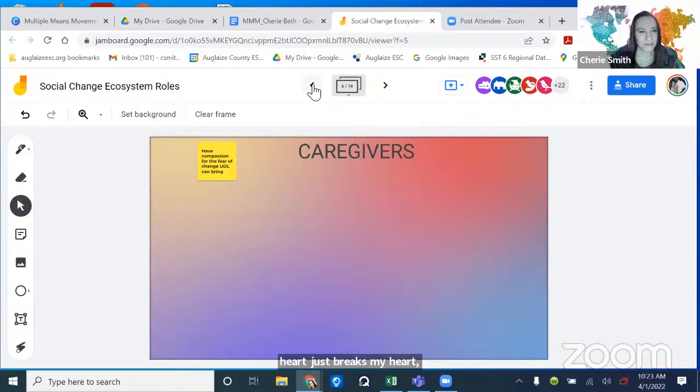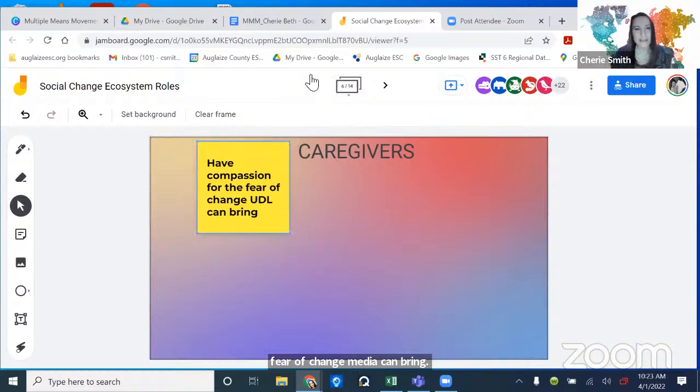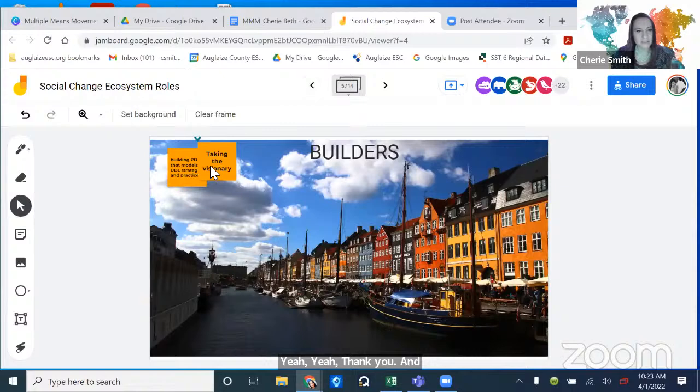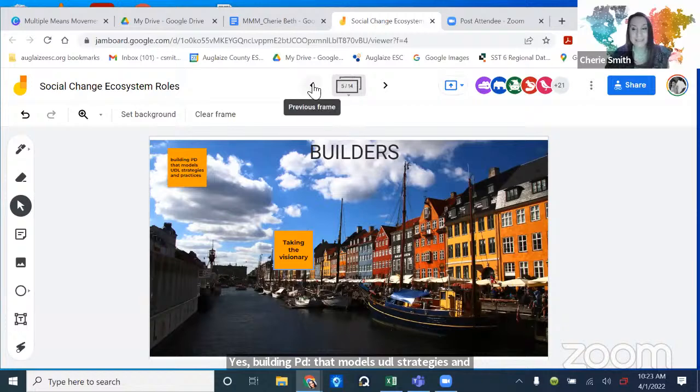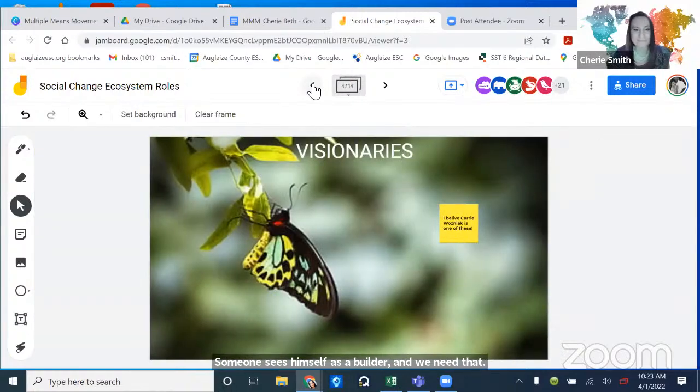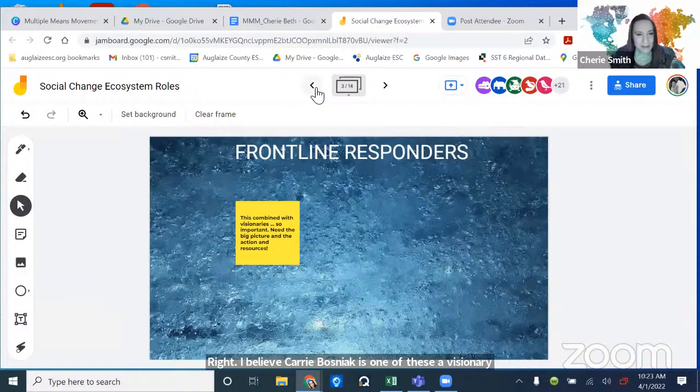Having compassion for the fear of change UDL can bring. Yeah, thank you. We need those caregivers. Yes. Building PD that models UDL strategies and practices. Exactly. Someone sees themselves as a builder, and we need that PD. We need PD that people can engage in multiple ways, right? I believe Carrie Wozniak is one of these, a visionary. Yes, this combined with visionary is so important. You need the big picture and the action and resources.